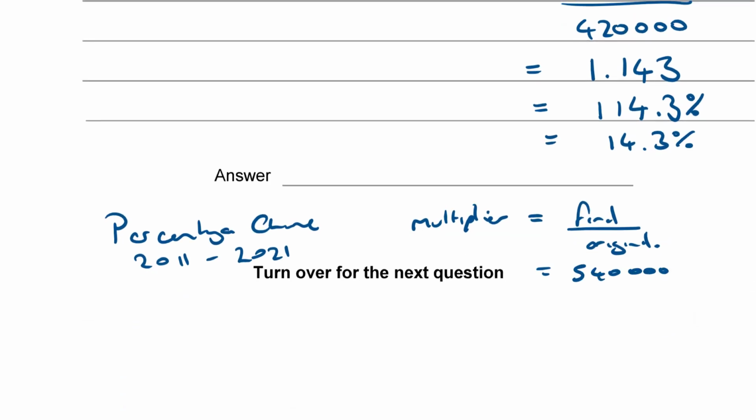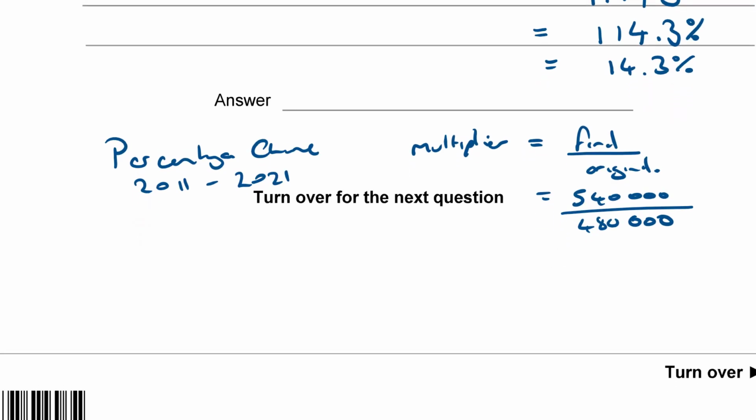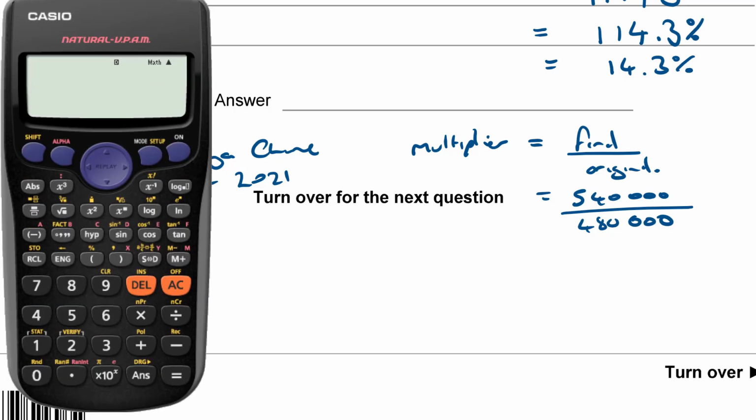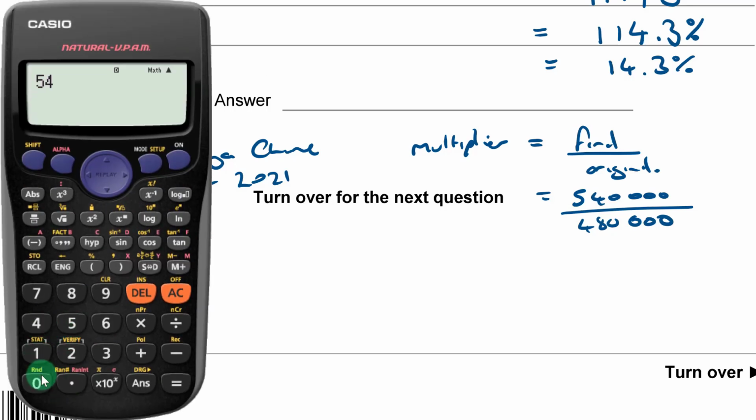540,000 divided by what it was in 2011, which was 480,000. Okay, and then dividing one of those by the other in my calculator. So I'm just going to type in 540 divided by 480 because that's going to give me the same number. I'm getting 1.125 now. So that's 1.125 as a multiplier, which is 112.5%.